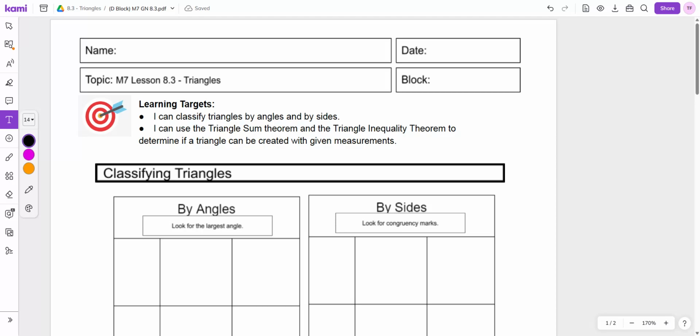There are two ways that we classify triangles. So every triangle has two names, with the exception of one. There's one that has four names, but we're not really going to go into that. We're really only going to talk about its two names.